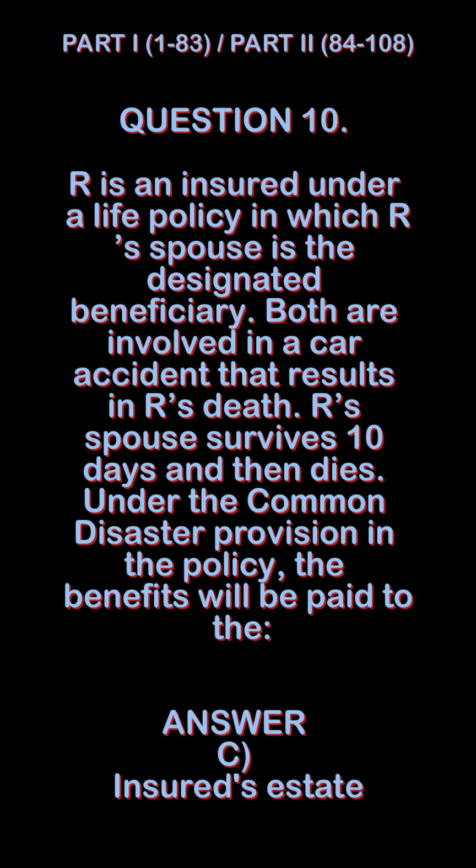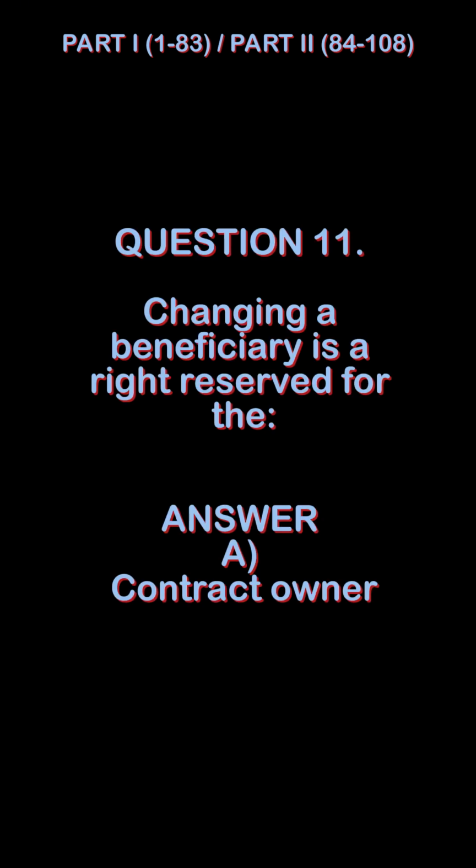Question 10. R is an insured under a life policy in which R's spouse is the designated beneficiary. Both are involved in a car accident that results in R's death. R's spouse survives 10 days and then dies. Under the common disaster provision in the policy, the benefits will be paid to the answer C, insured's estate.